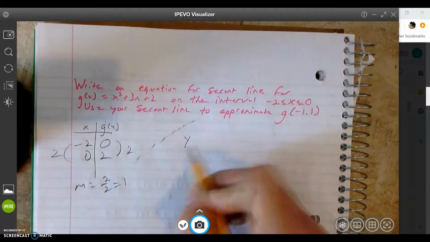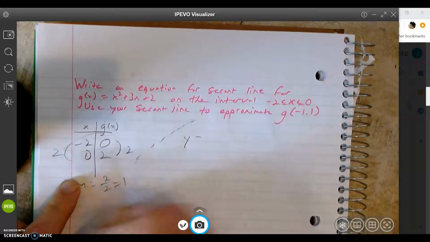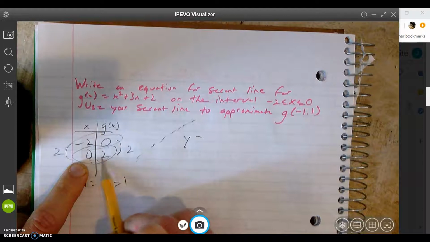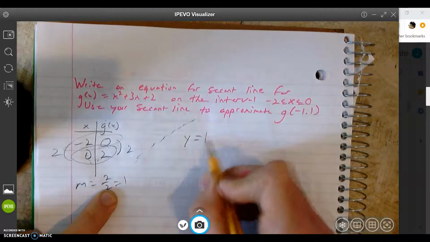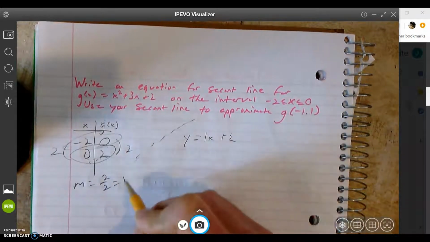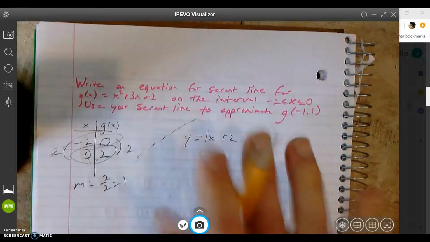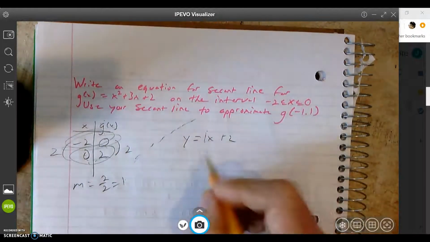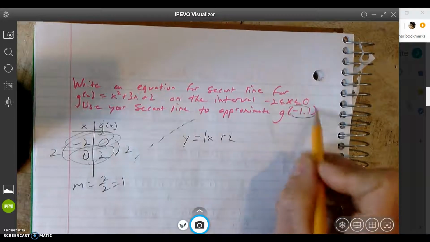And so y minus, I can pick any point I want. Let's pick this, because this is the y-intercept, right? So y equals 1x plus 2. I don't have to get fancy at all, because this is the y-intercept, and that's the slope. So I can put it in slope-intercept form, and just be done. Easy. I could use this point if I want. I get the same thing. Doesn't matter. Now, I need to approximate this.